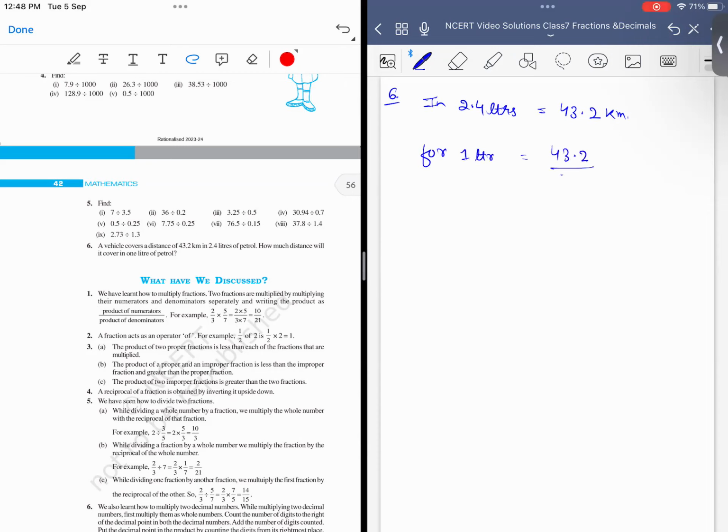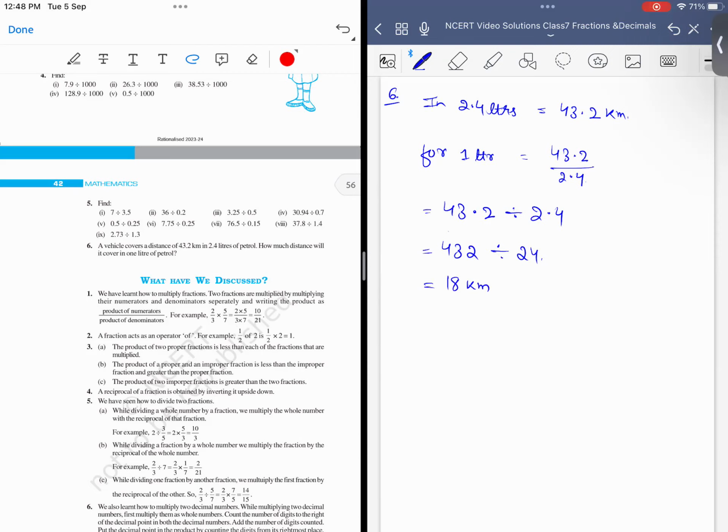43.2 divided by 2.4. So again, 43.2 divided by 2.4. So what you can do is that both decimal numbers have the same decimal places, so we can multiply. So it becomes actually 432 divided by 24. So 432 divided by 24 will be what? You can check it. That is 18. Okay, 18 kilometers.